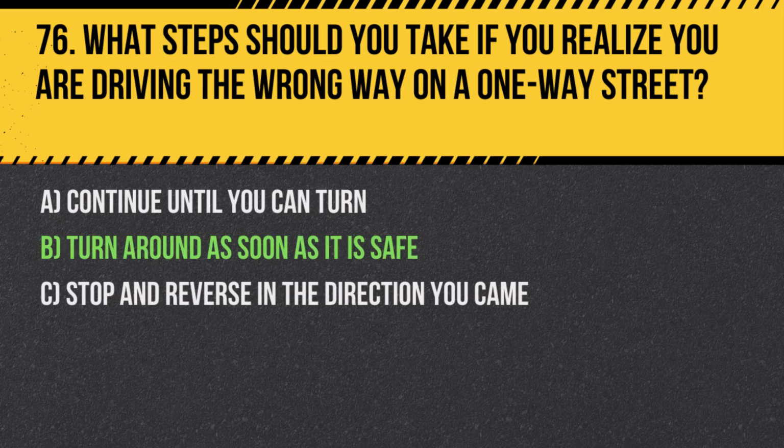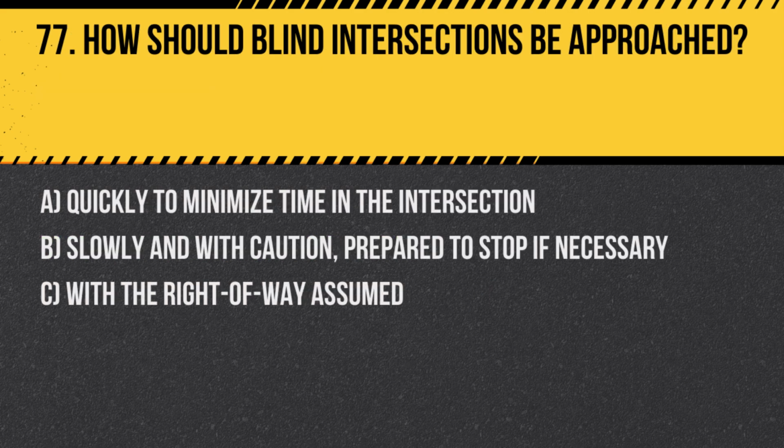Answer B. Turn around as soon as it is safe. If you find yourself going the wrong way on a one-way street, find a safe place to turn around as quickly as possible. Question 77. How should blind intersections be approached?